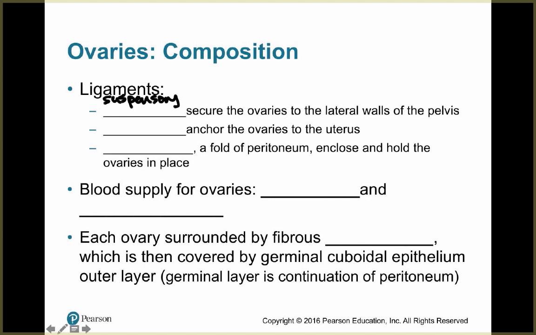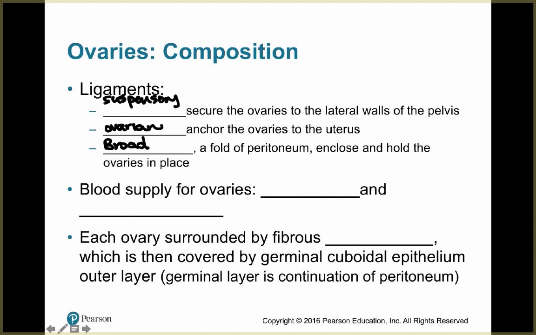And these secure the ovaries to the lateral wall of the pelvis. You have the ovarian ligaments. These anchor the ovaries to the uterus, and then you have the broad ligaments, right? And these are folds of the peritoneum that enclose and hold the ovary in place. And realize the broad ligaments, that's a broad term because there's several different ones, but we're not going to get into each individual one, but I will show you on a picture what they look like later.